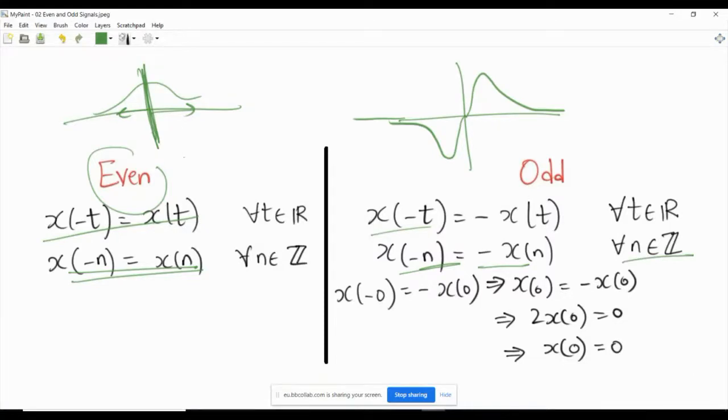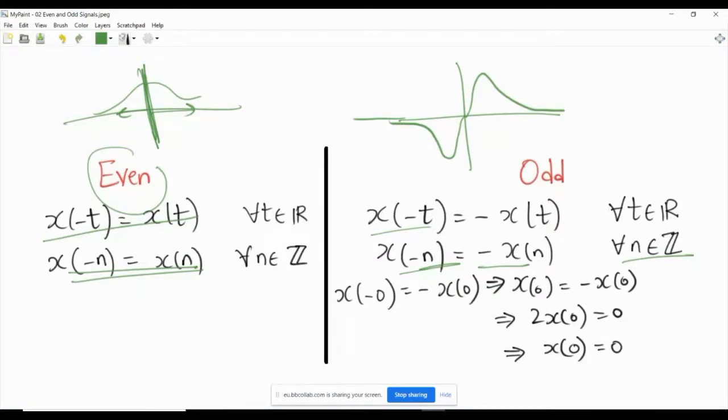Of course, not all signals, in fact the overwhelming majority of signals, have such a symmetry, and so most signals are actually neither even nor odd. So it's like power and energy. It's not like two classes. Actually, we have three classes: even, or odd, or neither even nor odd.